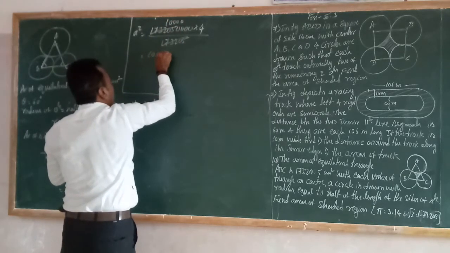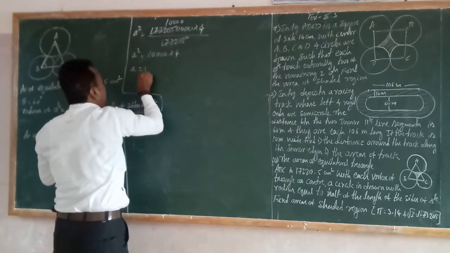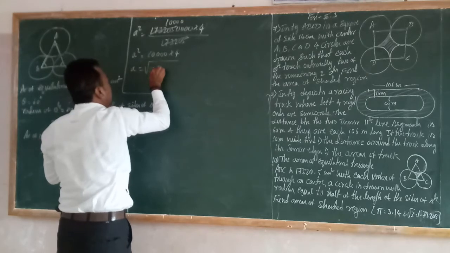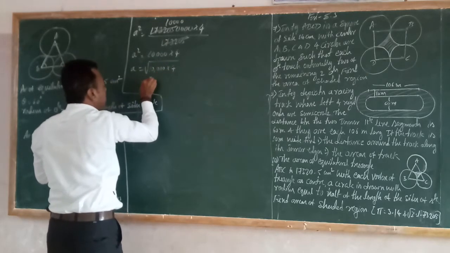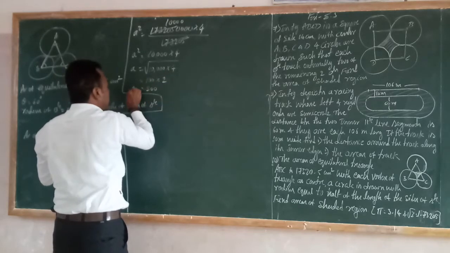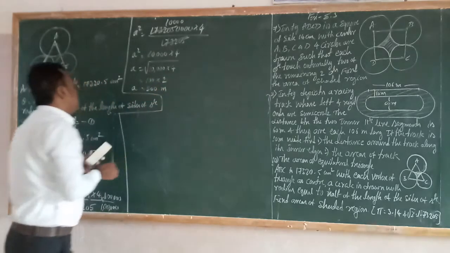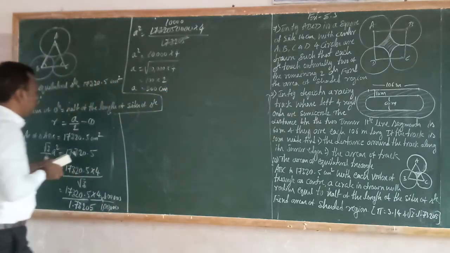I want A. A is equal to square root of 10,000 into 4. What is the square root of 10,000? It becomes 100. So it becomes 2 into 100, 200. This is 200 centimeter, not meter, centimeter. This is the length of the side of the triangle.